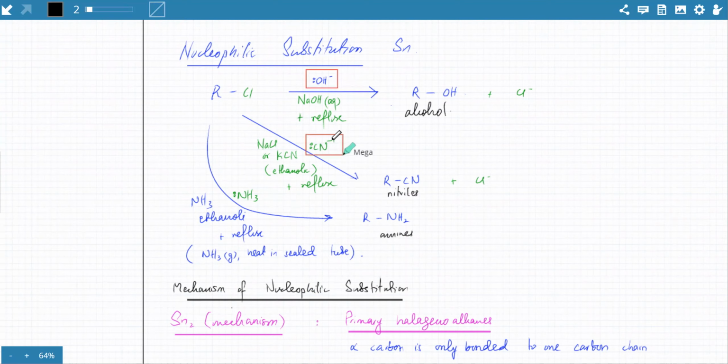Like for the first one, it's NaOH aqueous and reflux. For the second one, it's KCN or NaCN. This should be NaCN, and that's ethanolic. And for the third one, it could be NH3 ethanolic or reflux, or it could be NH3 gas, and you heat it in a sealed tube. Okay. So let's continue with this tomorrow then.